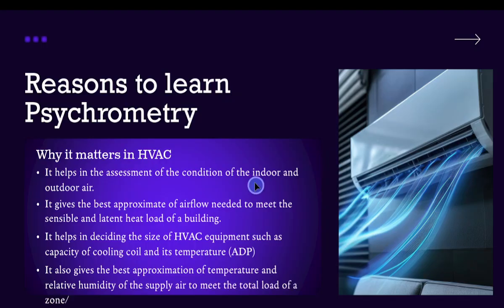It helps in designing the size of the HVAC system. It helps in deciding the size of HVAC equipment, such as the capacity of the cooling coil and its temperature. The temperature of the cooling coil is also known as the apparatus dew point, or in short, ADP. It also gives the best approximation of temperature and relative humidity of the supply air to meet the total load of a zone or a space. So all this is very important in designing an HVAC system. It becomes very critical to study psychrometry to become a successful HVAC designer.